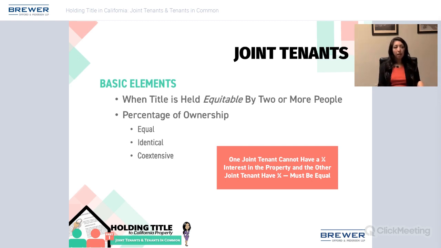In TIC, you can have equal ownership or you can have different percentages. In joint tenancy, you can't. They must be equal, identical, and coextensive, meaning it's 50-50, or it's split three ways or four ways. There is no instance in which a joint tenant can have a higher interest in the property than the other. They have to be exactly equal.